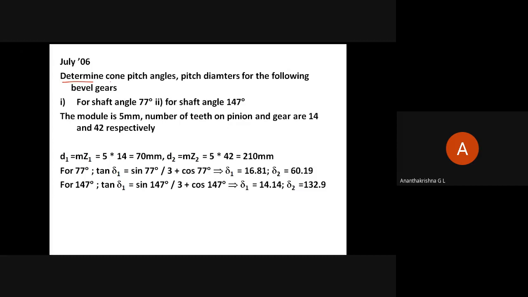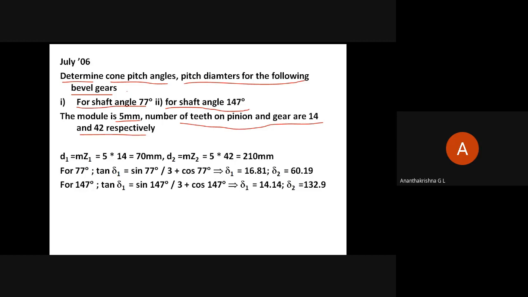Determine cone pitch angles. That is, you need to find out delta 1 and delta 2, and pitch diameters for the following bevel gears, for a shaft angle of 77 degrees and for a shaft angle of 147 degrees. And he has given you the module as 5 mm, number of teeth on pinion and gear as 14 and 42 respectively.